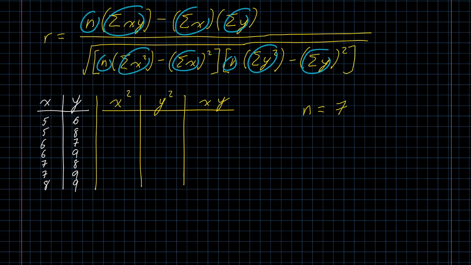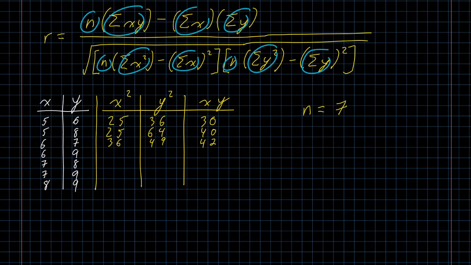And then we calculate line by line. In the first line, x is 5. So x squared is 5 squared, or 25. Y is 6. 6 squared is 36. And x times y, 5 times 6 is 30. In the second line, 5 squared is 25, 8 squared is 64, 5 times 8 is 40. Then we'll have 36, 49, and 42.